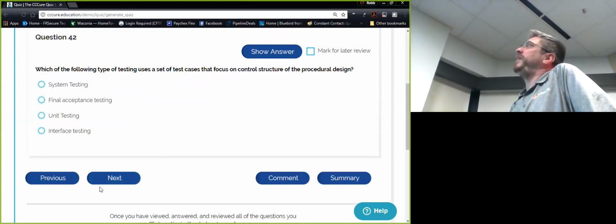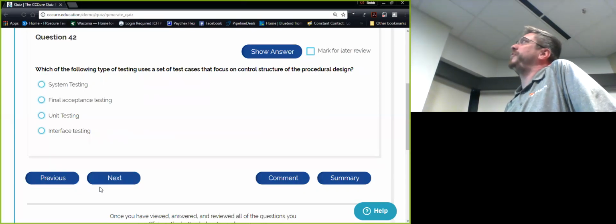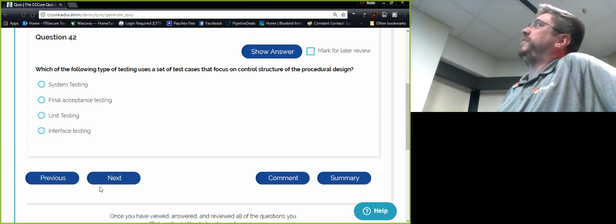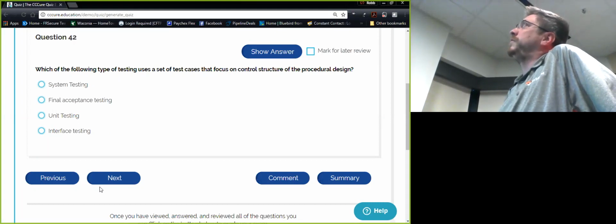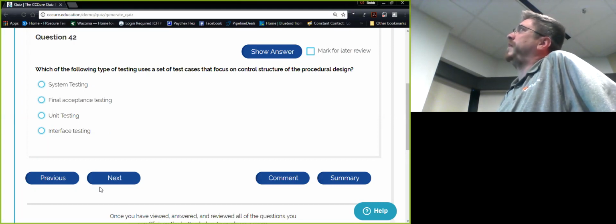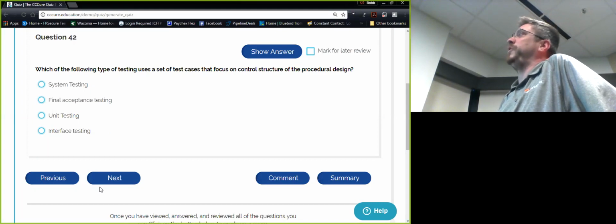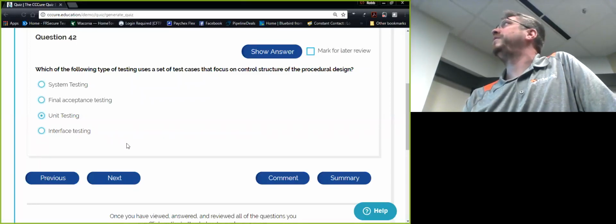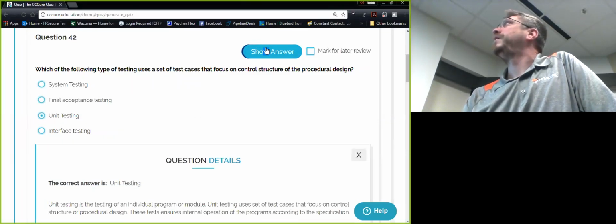Which of the following types of testing uses a set of test cases that focus on the control structure of the procedural design? System testing, final acceptance testing, unit testing, interface testing. I think it's B or C, unit testing. System testing isn't going to use a set of test cases. Final acceptance is the final by the user, the owner. Interface is, it's unit testing.